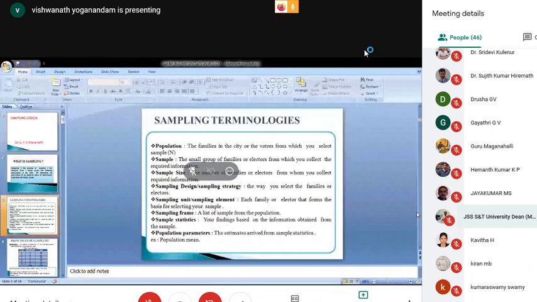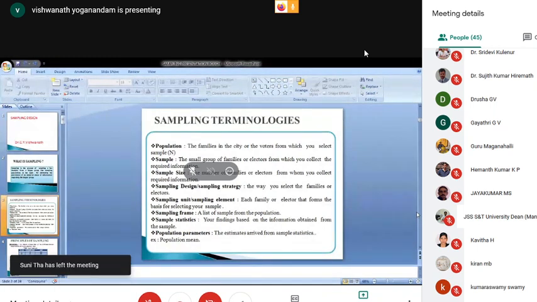And next one is sampling unit. Each family or elector that forms the basis for selecting your sample is called a sampling unit. Suppose I am taking a sample of college students. Each one student is called a sampling unit. Then sampling frame. Sampling frame is the list of samples from the population. For example, you have taken the 1,000 people whom you have to interview. Then this list of 1,000 people is called the sampling frame.